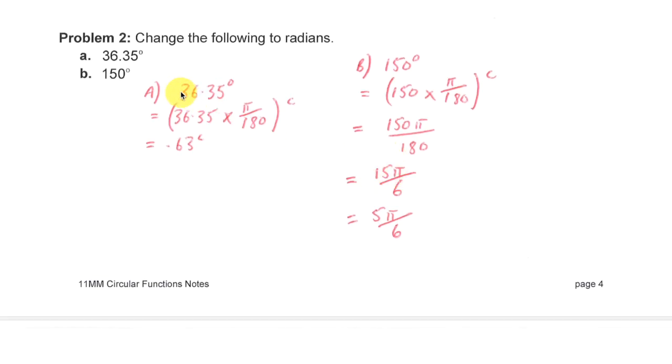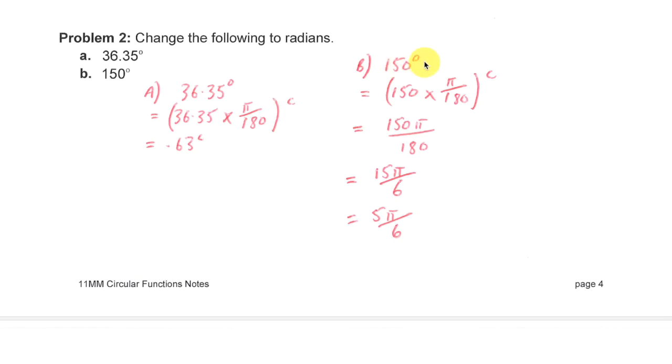Working the other way, converting 36.35 degrees into radians. So 36.35 multiplied by pi on 180. Again, use the pi button, and we spit out 0.63 of a radian. And I need to show that as being radians with that little c.